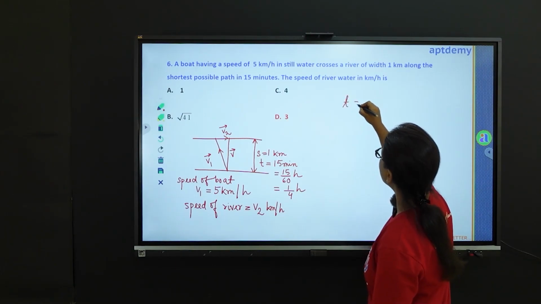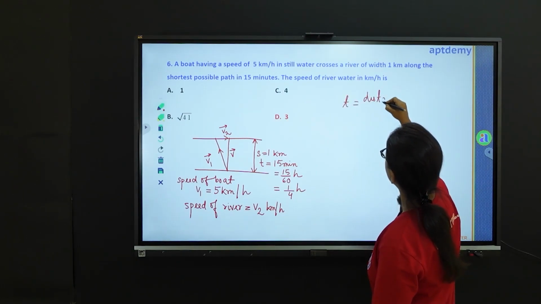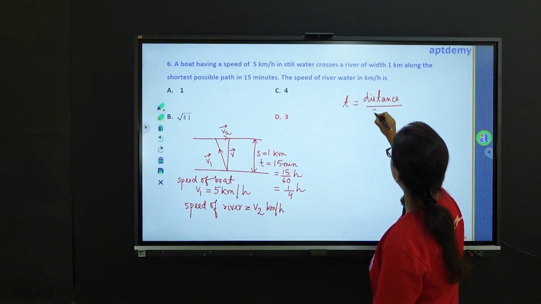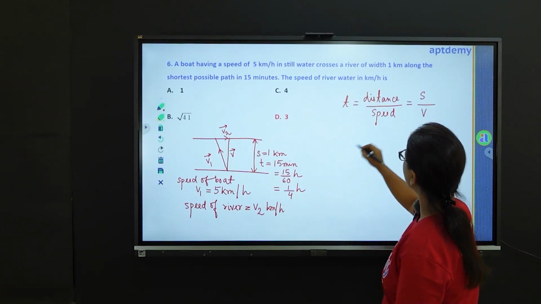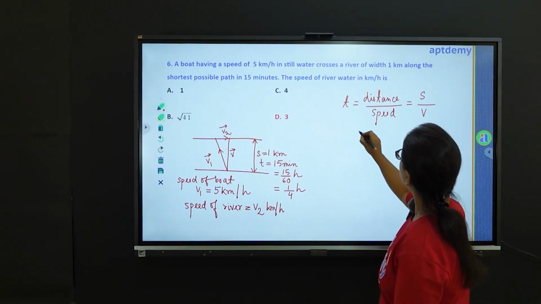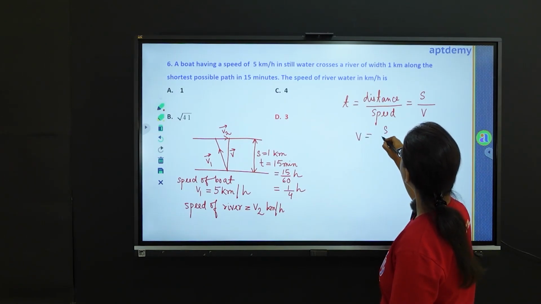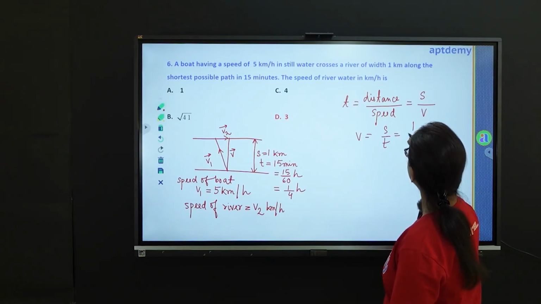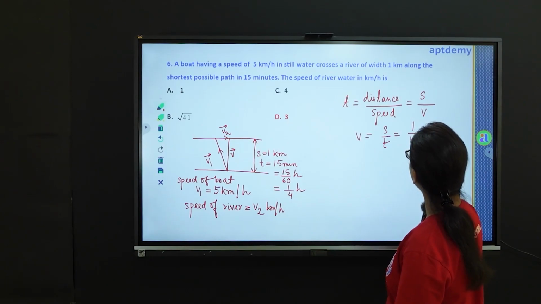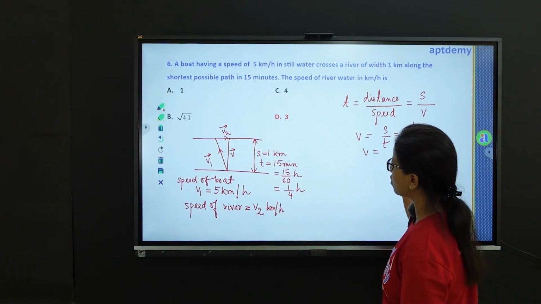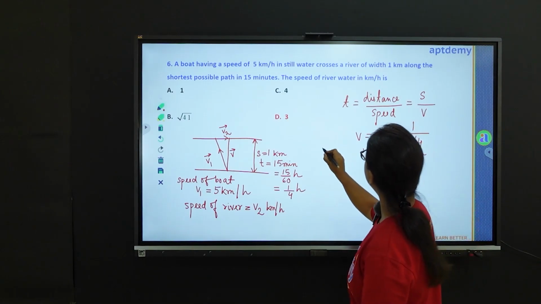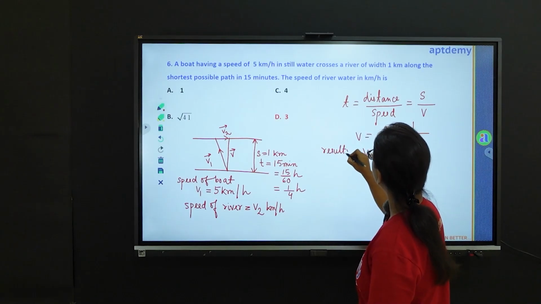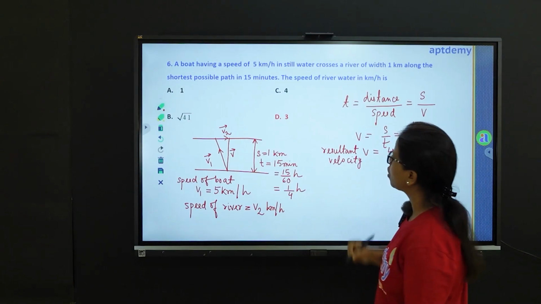We can use time equal to distance by speed. So the distance is S and the speed is the resultant velocity V. So V will be equal to S by T, where S is 1 kilometer and T is 1 by 4. So we get V, the resultant velocity, as 4 kilometers per hour. So this is the resultant velocity. Now we are asked to find out V2.